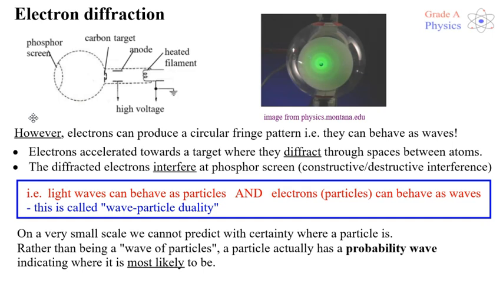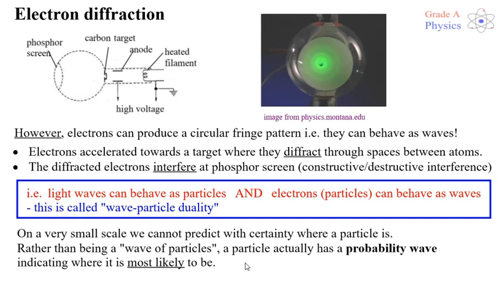So we've seen already that light waves can behave as particles with the photoelectric effect, and the electrons can behave as waves, which is very, very odd. This is a key aspect of quantum physics. On a very small scale, we cannot predict with certainty where a particle actually is. And trying to visualize this is very, very difficult. We could imagine a wave of particles or particulate waves, but neither of those is quite right. It's actually a probability wave.